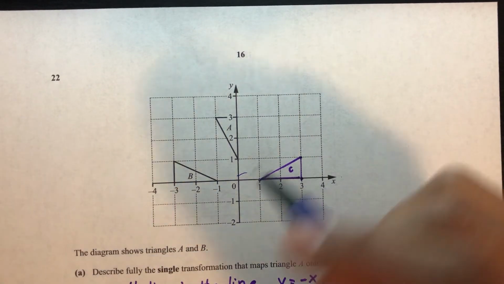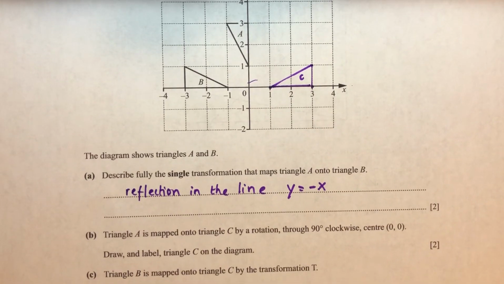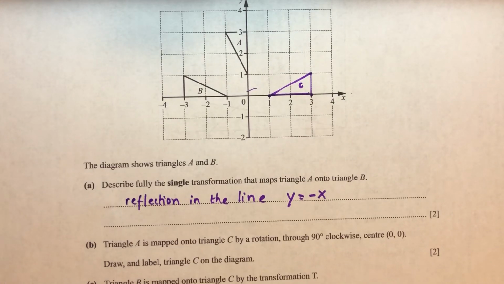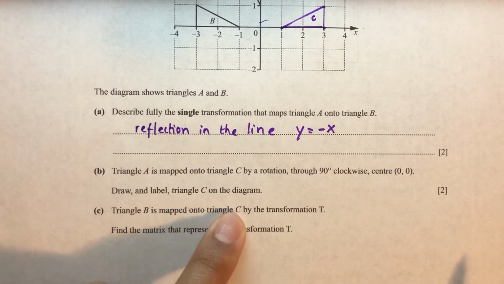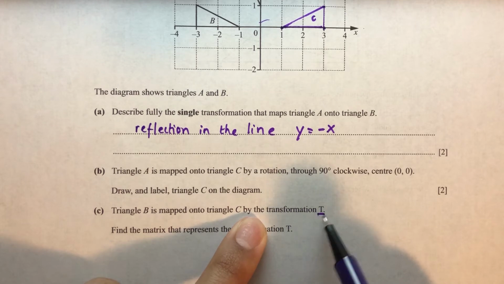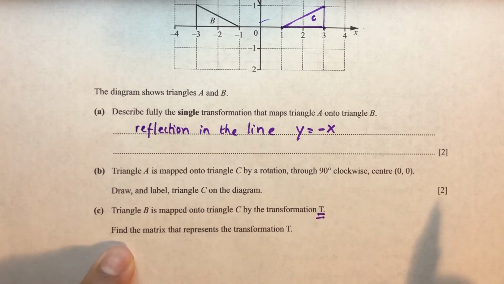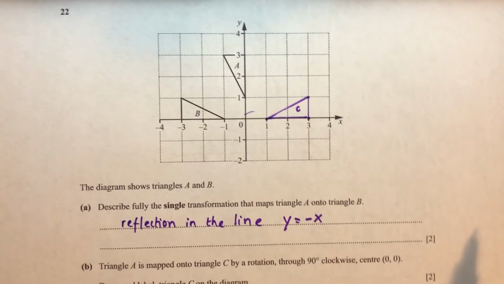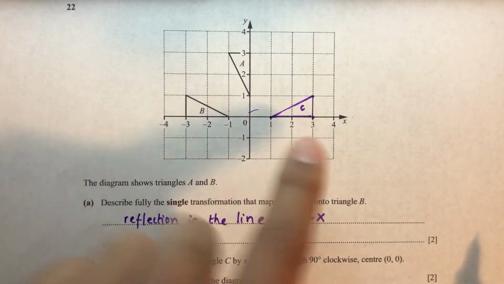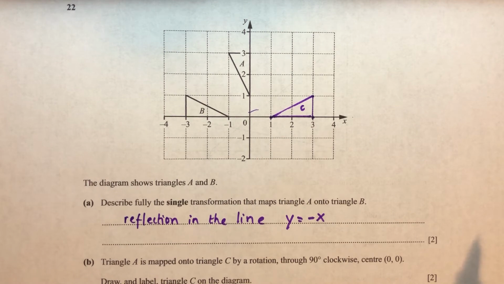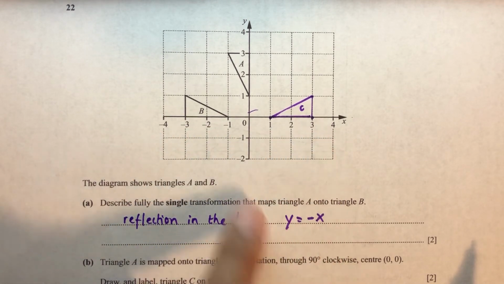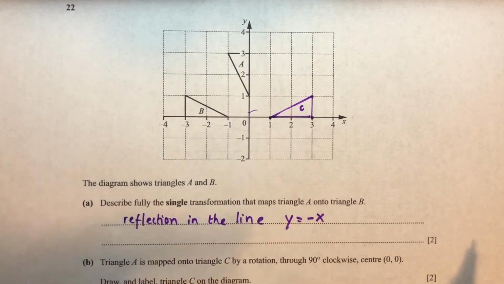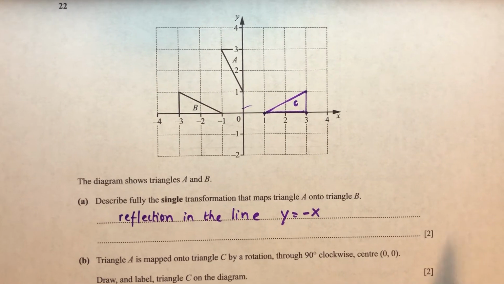Okay, so now the last part will be triangle B is mapped onto triangle C. So triangle B is mapped onto triangle C by a transformation T. So we don't know where it is. Find the matrix that represents the transformation T. Okay, so we can see that B is mapped onto C by a transformation T. So it is clear to us that this will be a reflection in the y-axis. So how to find the matrix?